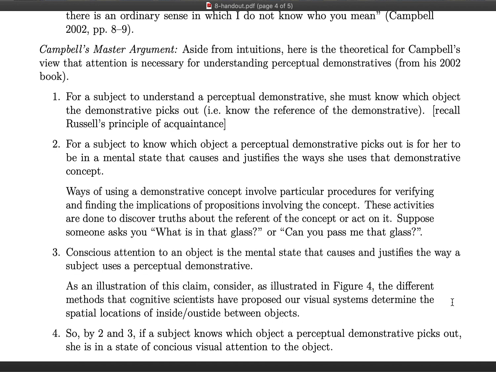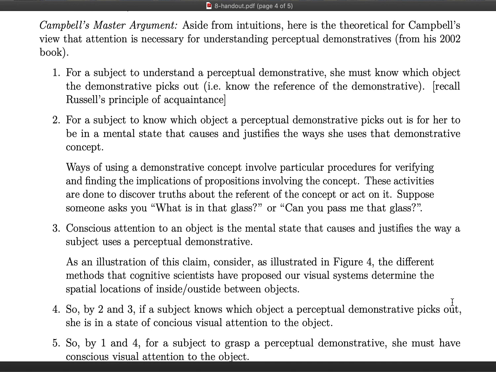Okay, so now in addition to relying on intuitions, I'm going to present to you the master argument, or the theoretical argument from Campbell's book for his view that attention is necessary for understanding perceptual demonstratives. This argument is made more clearly in his 2002 book, which is a follow-up to the paper, and hopefully running through it will help you understand more clearly the view that he is making in the paper.